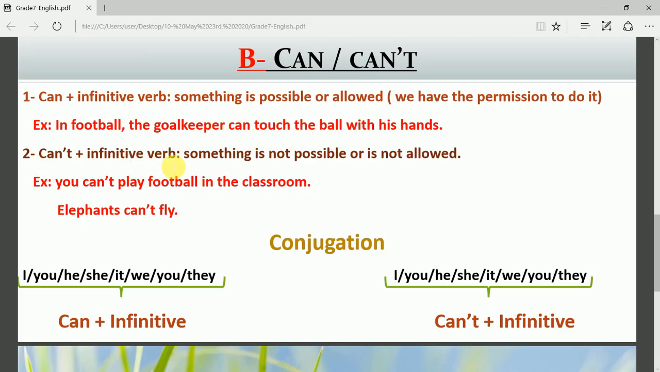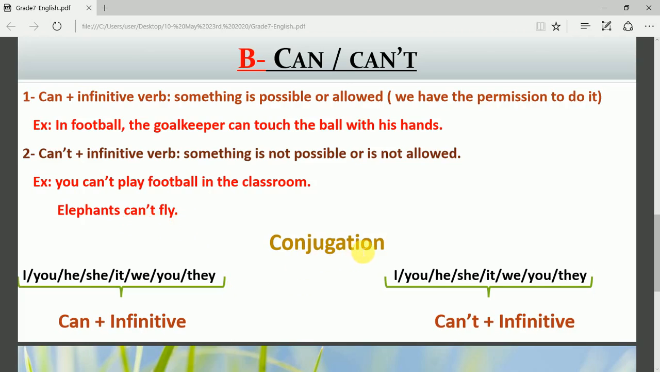Can't plus infinitive verb. So can't is the negative form of can, which means the opposite. Something is not possible or is not allowed. It is not permitted. I don't have permission to do. For example, you can't play football in the classroom. It is not possible. Elephants can't fly. Also, it's not possible.